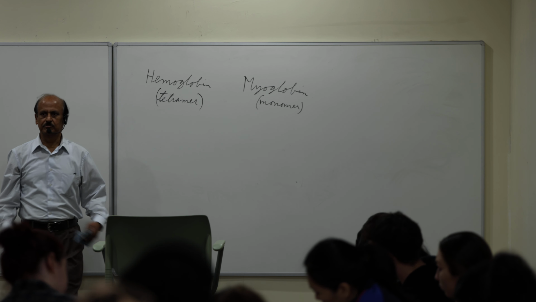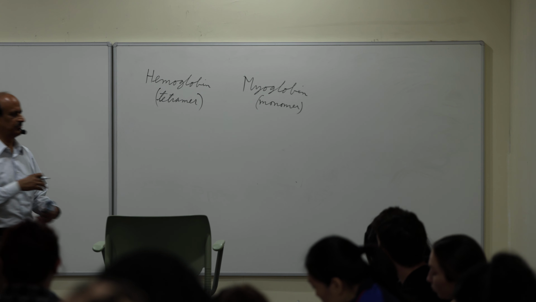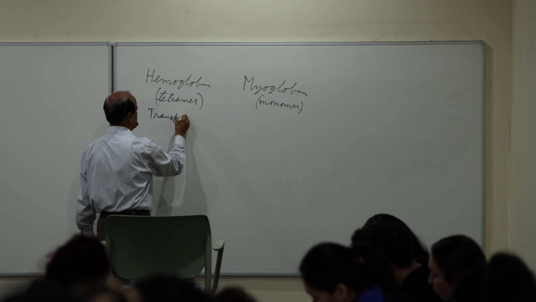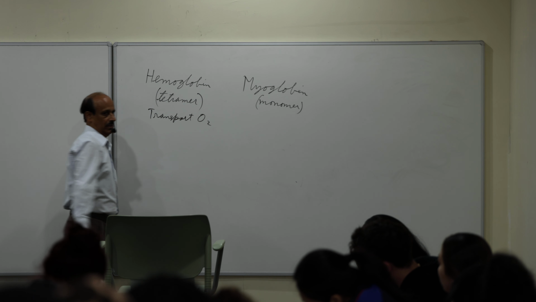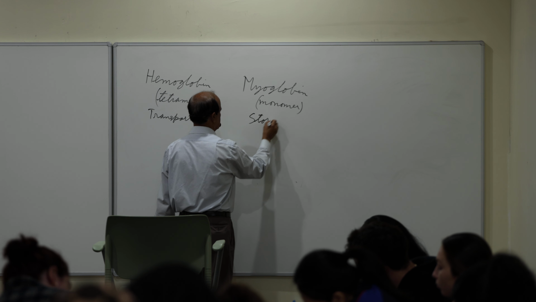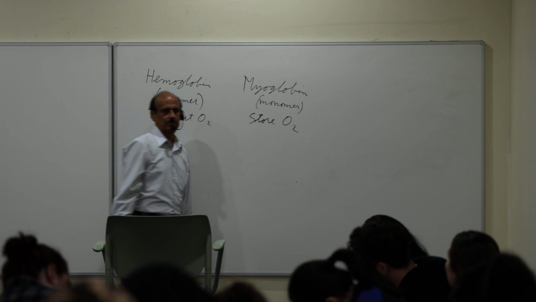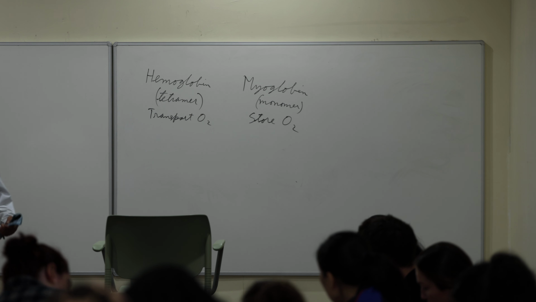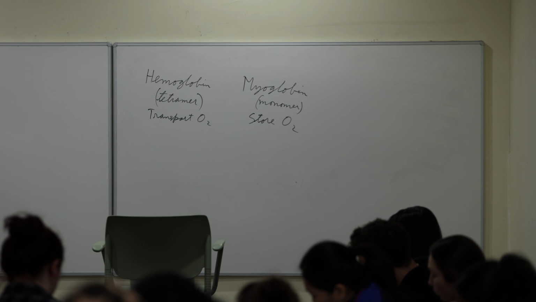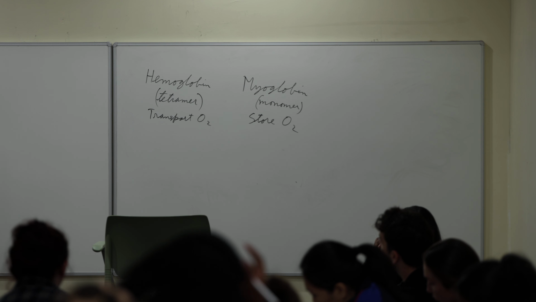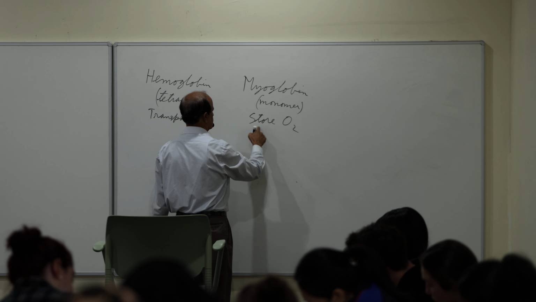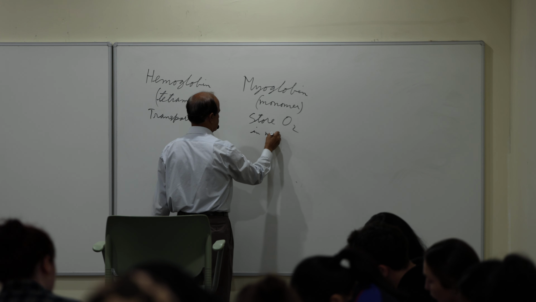The function of hemoglobin, as everyone knows, is to transport oxygen. And the function of myoglobin is to store oxygen. So hemoglobin transports oxygen from the lungs to the various tissues in the blood. And myoglobin stores oxygen mainly for the muscles. So this is present in the muscles. So it stores oxygen in muscles.